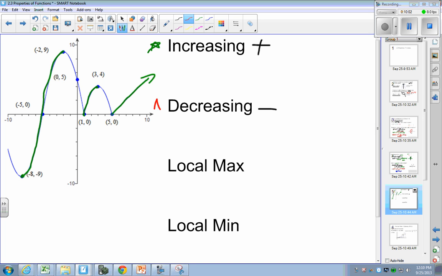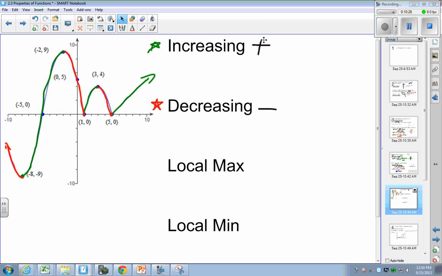Now where is it decreasing? So here, all the way out from negative infinity, it's decreasing. And we have a negative slope right here. So therefore, it's decreasing. And a negative slope here. So therefore, that's decreasing. So that's all the places where our function's decreasing and increasing.